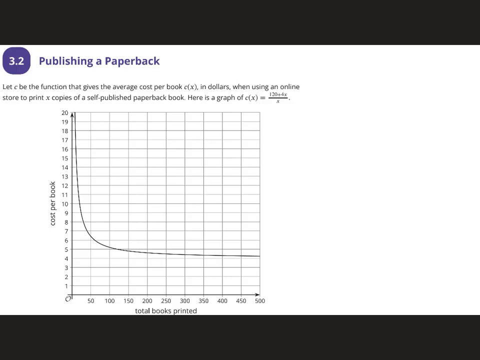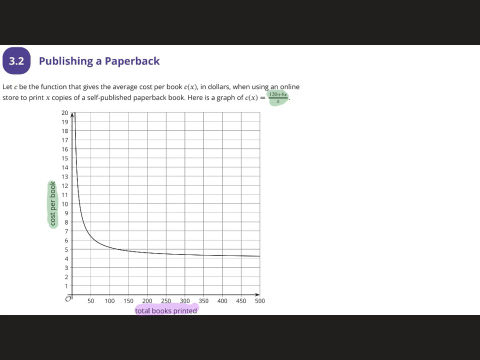Okay, so we're going to use this equation for this problem: 120 plus 4x over x. So now, let's see, C of x is the function that gives the average cost per book. As we see, total books printed is our x, that's our input, and cost per book is y, cost is our output.